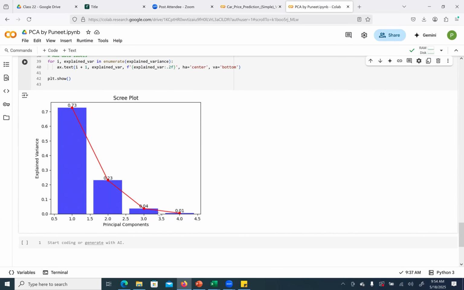So if you do not have a problem of overfitting and you still use PCA, then you will unnecessarily be reducing your model accuracy, right? Because there is an information loss. Here, there is a 5% information loss if I use only the first two variables.